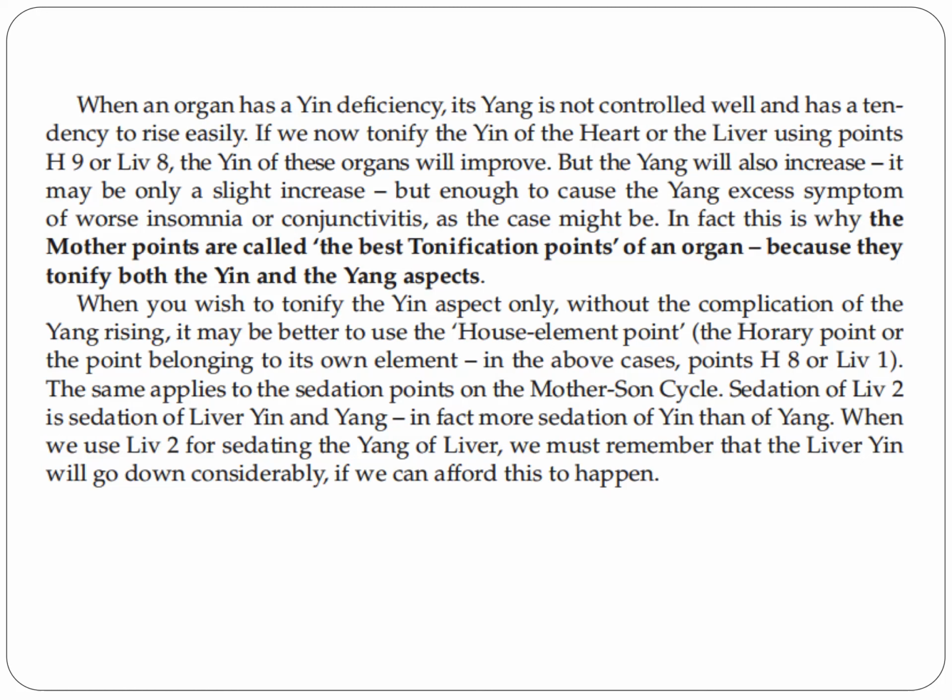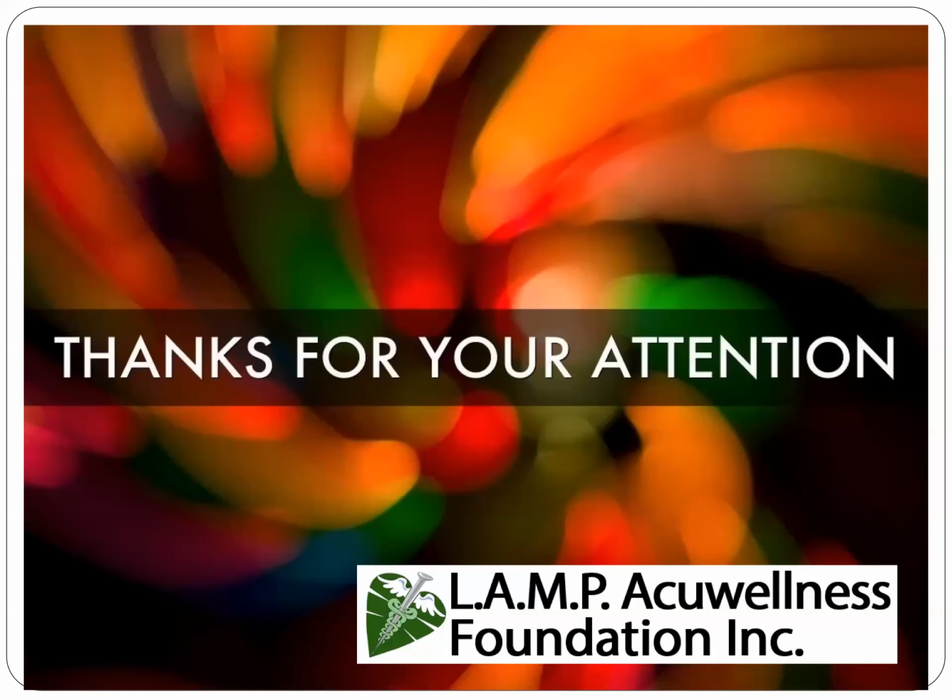The same applies to the sedation points on the mother-son cycle. Sedation of liver 2 is sedation of liver yin and yang. In fact, more sedation of yin than of the yang. When we use liver 2 for sedating the yang of the liver, we must remember that the liver yin will go down considerably and whether we can afford this to happen. Okay? Yan lang po. Thank you for attention.